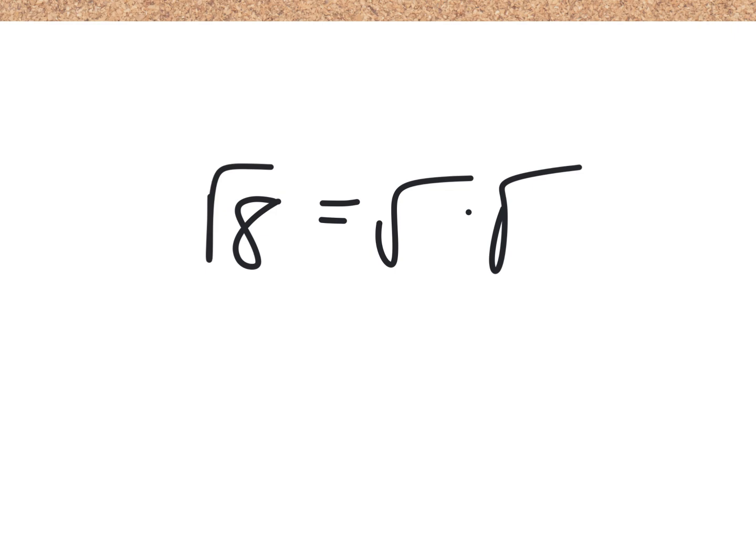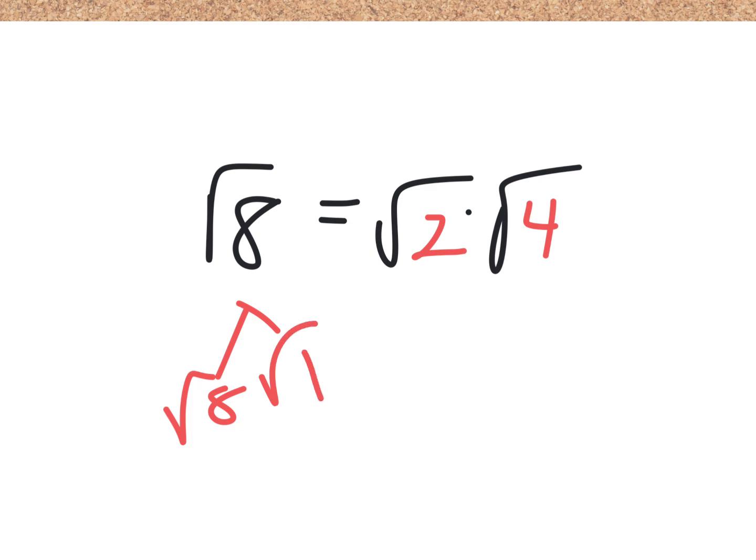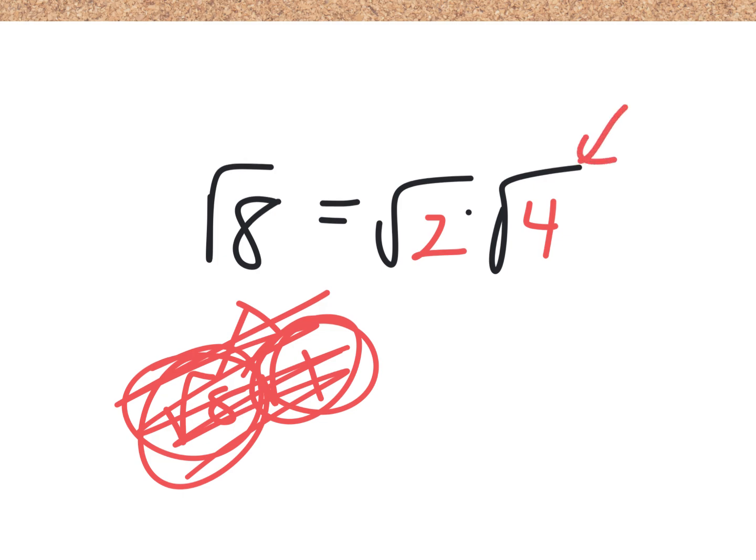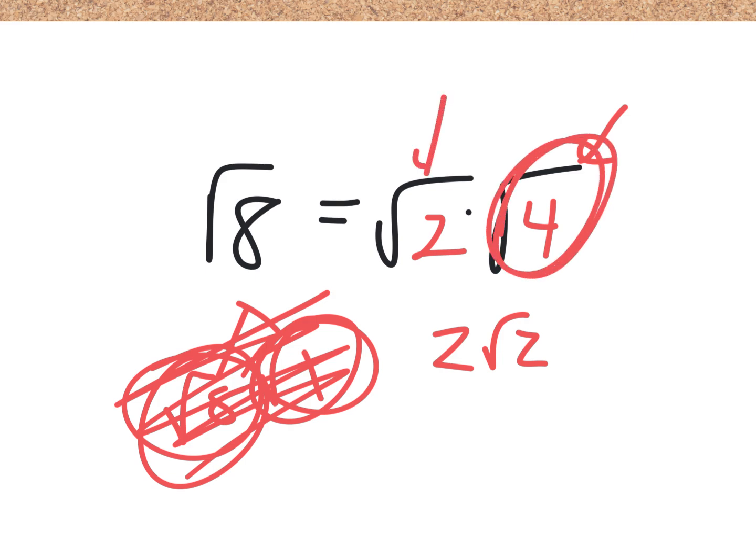So did you know it was 2 times 4? Good. Could I have picked 8 and 1? Yeah, but that really wouldn't have helped. Square root of 8 and the square root of 1, the square root of 1 just goes back to a 1, and then you're just back to where you were. So that doesn't help. This one helps, because that's a perfect square. Final answer is 2 root 2. Because this one's 2, and the leftover that couldn't simplify is root 2, so 2 root 2.